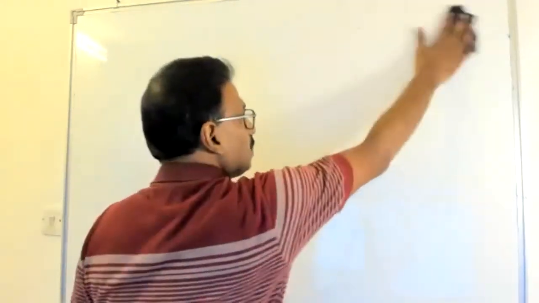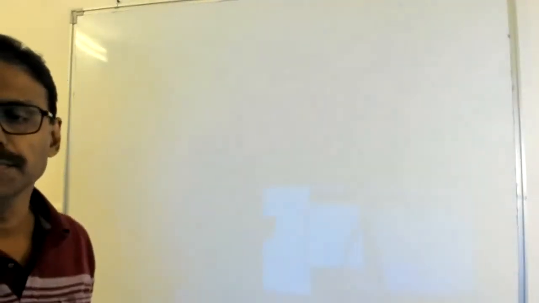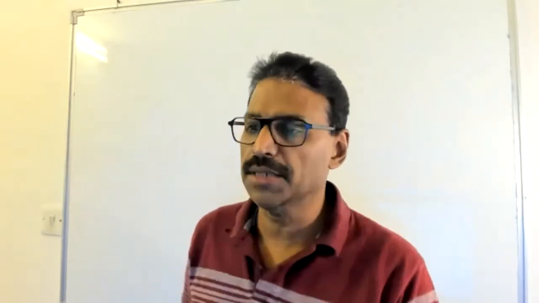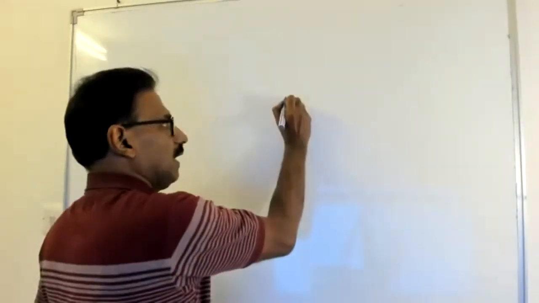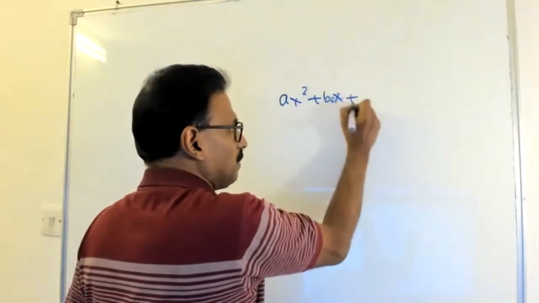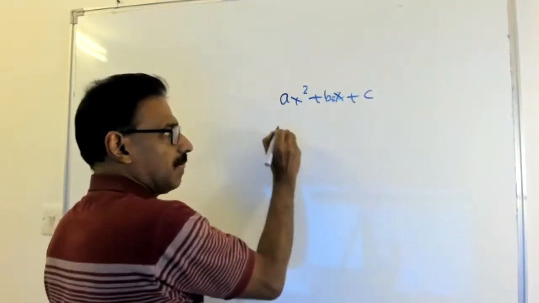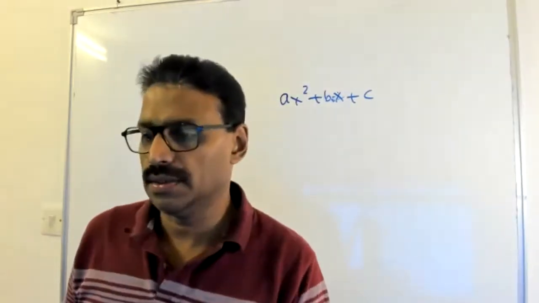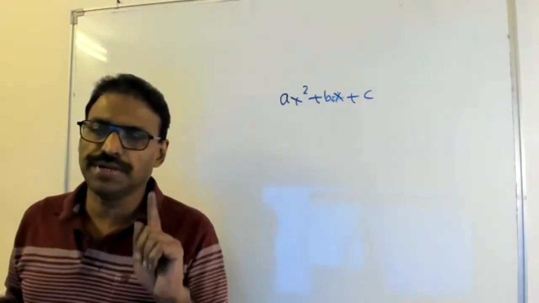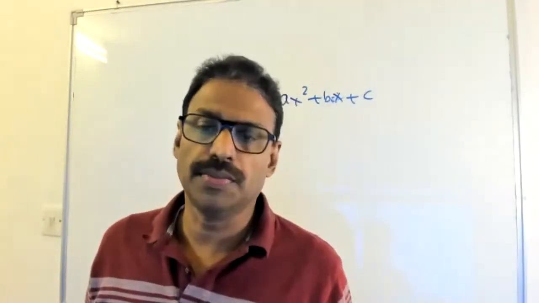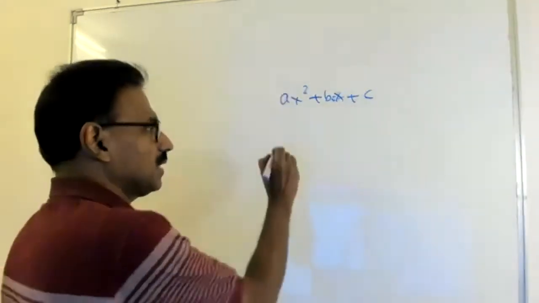Now listen. There is another topic we learned: the relation between zeros and coefficients. That's a very important thing. This is the main part of this chapter. For ax square plus bx plus c, there are two zeros. We assume that the zeros are alpha and beta, Greek letters. The newcomers can check the details on our YouTube, everything is there.